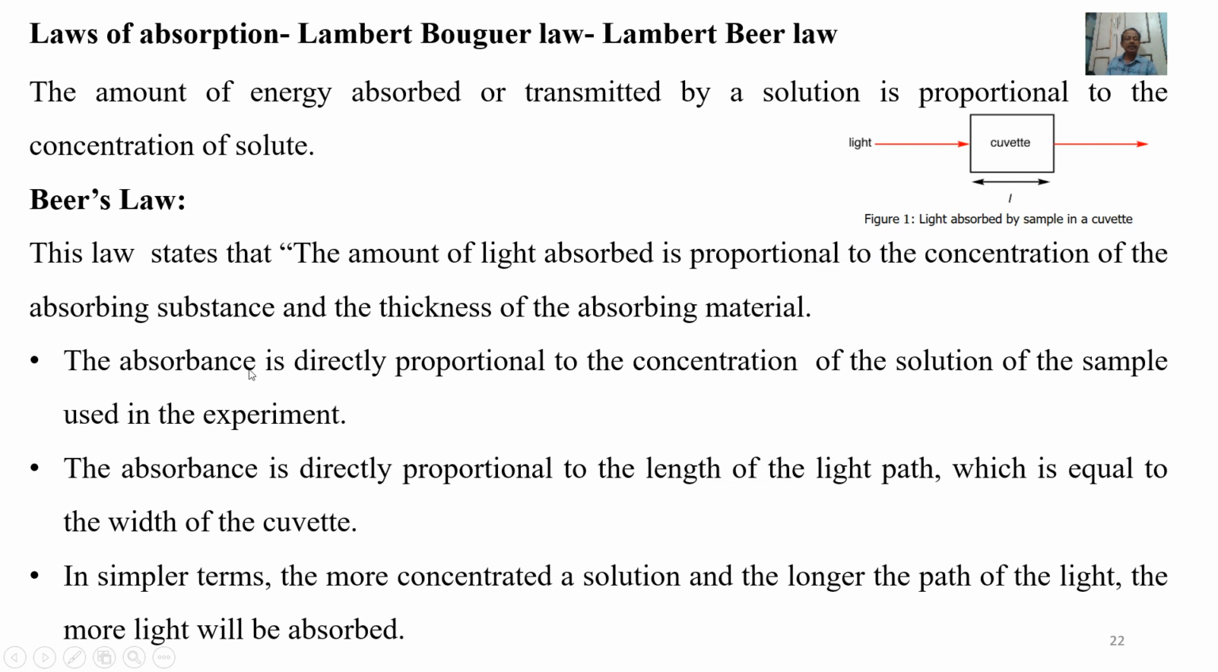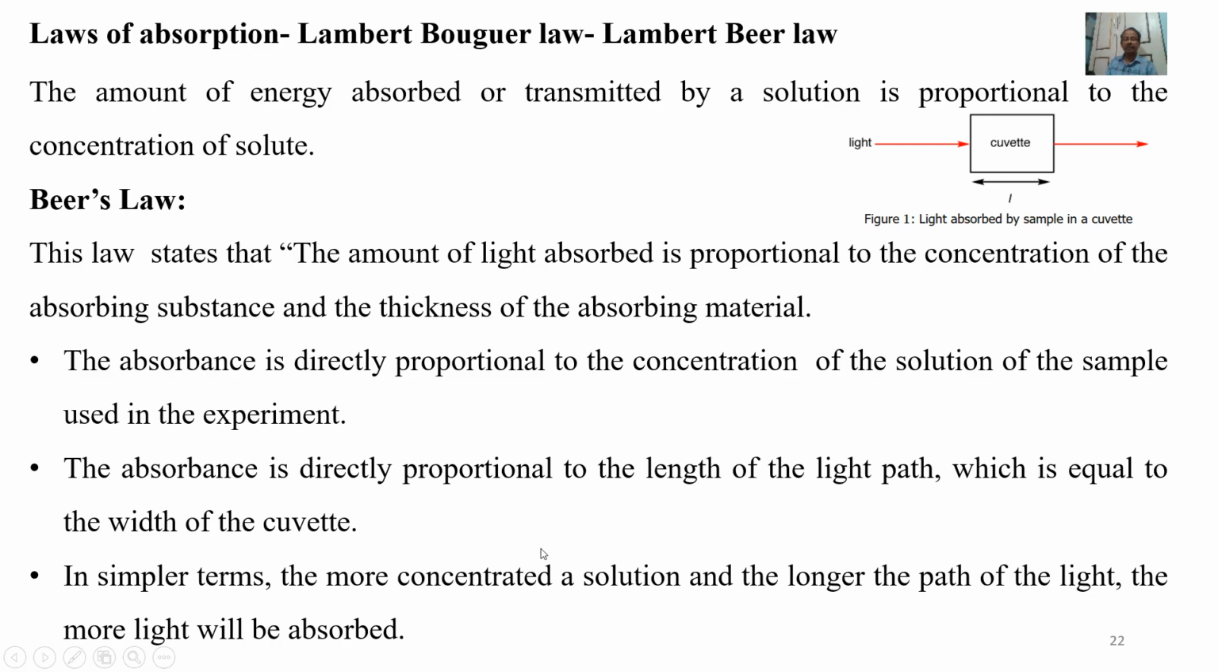The absorption is directly proportional to the concentration of the solution of the sample used in the experiment. The absorption is directly proportional to the length of the light path, which is equal to the width of the cuvette. So the cuvette is the container, with this width, in which the sample will be kept. It's like a rectangular glass piece, the cuvette. In simpler terms, the more concentrated a solution and the longer the path of the light, the more light will be absorbed.